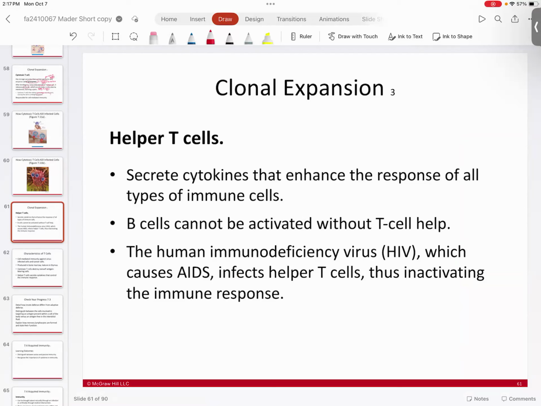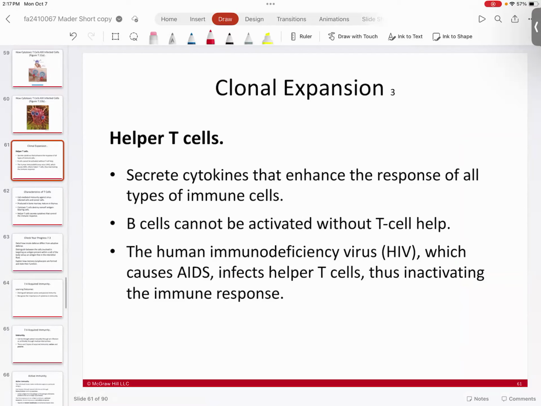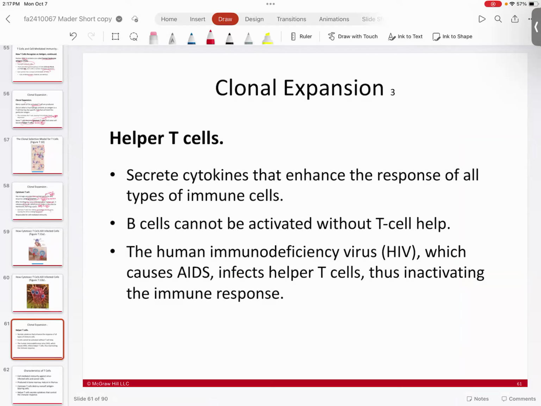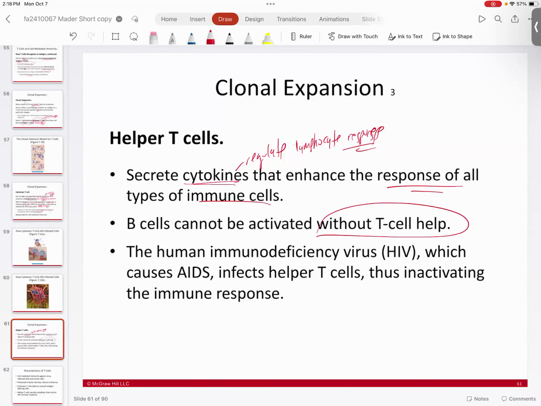So then, we've talked a little bit about the helper T cells, but there is still a lot more to talk about the helper T cells. One of the important things with the helper T cells is the helper T cells will secrete cytokines, and this will regulate the lymphocyte response. So it'll help to enhance the response of all these immune cells. B cells, for instance, will not turn on without a T cell regulating it. So you won't get an antibody-mediated response without your T cells guiding that process.